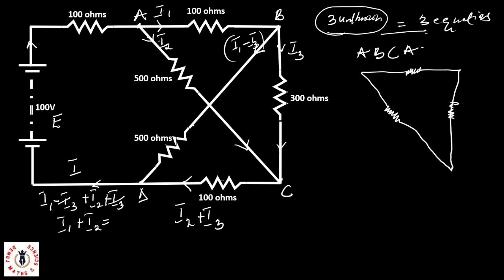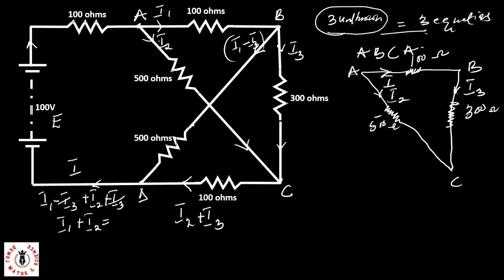Okay, there's a resistor here, the 300 ohm resistor. Here I have a 100 ohm resistor, and here I have a 500 ohm resistor. So this is A, B, and C. From A to B, what I have here is I1. From A to C, what I have here is I2. And from B to C, what I have on this line is what?